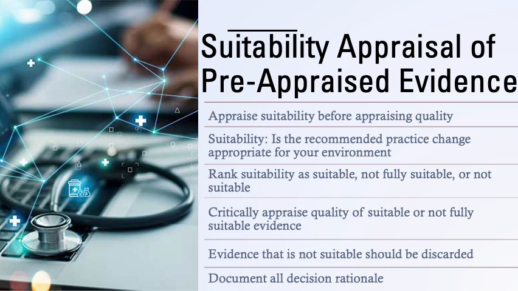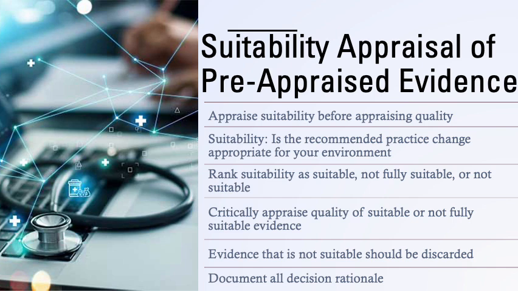The Johns Hopkins model does have an evidence terminology and considerations log in Appendix F that you can review if terms are confusing. Remember, though, that the purpose of appraising suitability is to determine if the recommendations for practice change and best practice provided in the piece of pre-appraised evidence are appropriate for implementation in your environment. When you are appraising suitability, you have three options: suitable, not fully suitable, or not suitable.